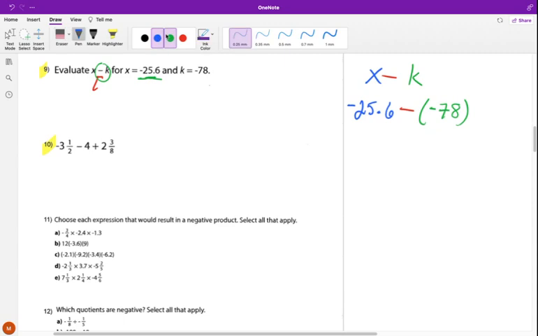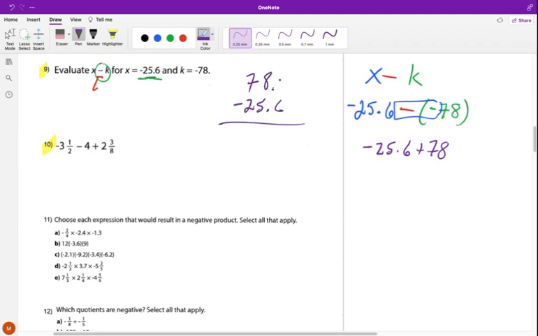And now we know that when we subtract the negative, that's the opposite of the opposite. So they cancel out, or it's a double negation, and this actually turns to plus. So this is going to be negative 25.6 plus 78. Now when the signs are different, we subtract. So 78 minus 25.6. And then from here, we can add the 0 after that 78.